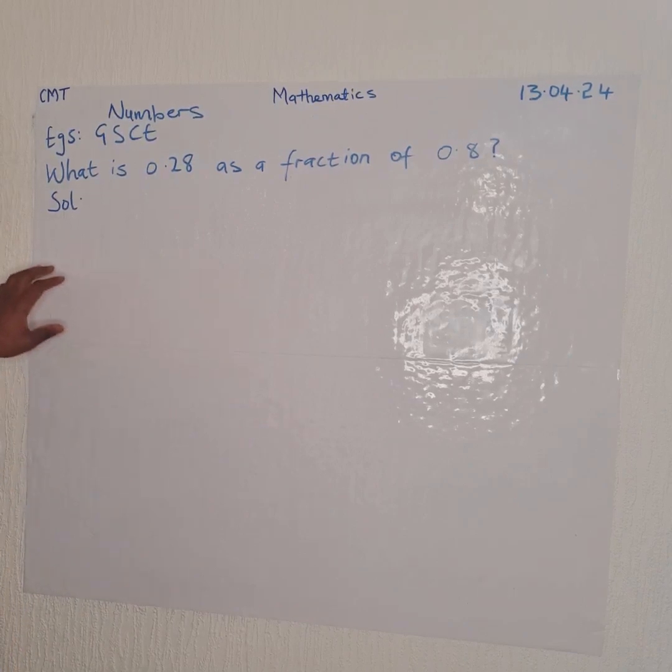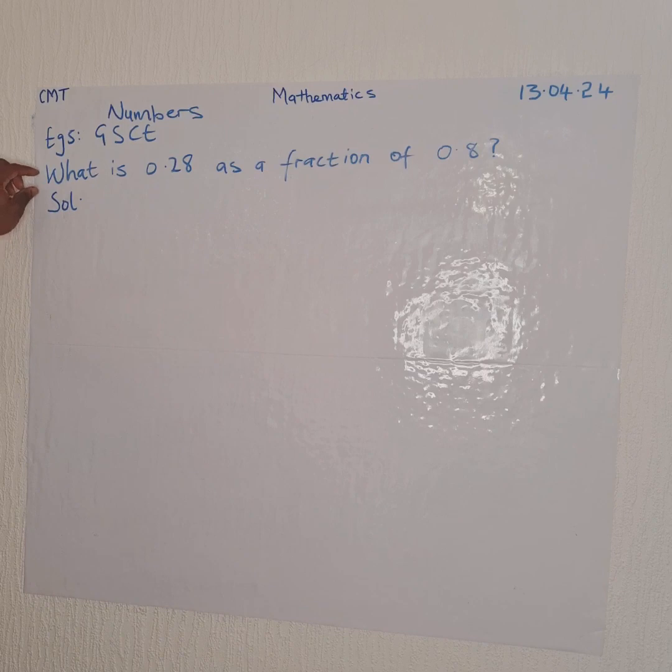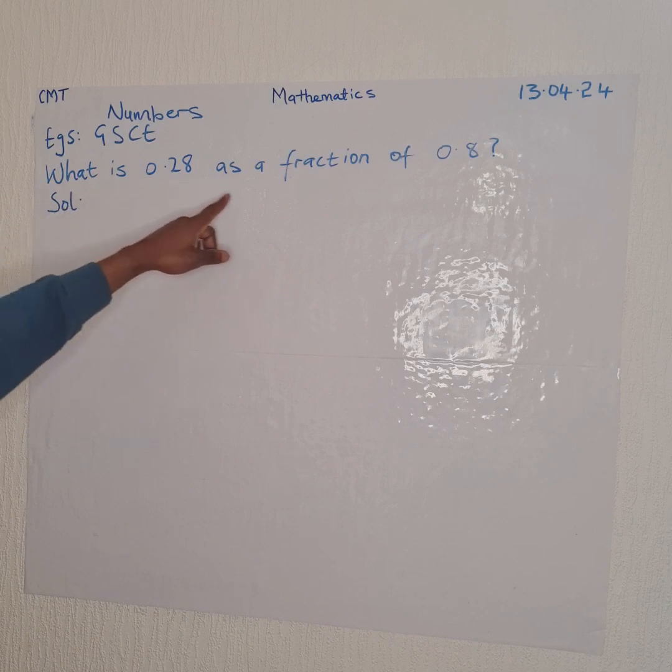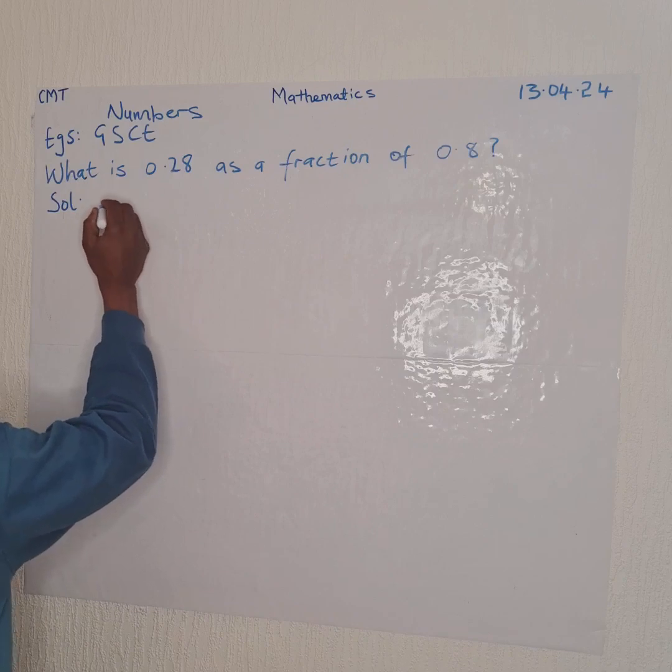With us. Let's take a second example. Again, this question is drawn from previous questions of GCSE. What is 0.28 as a fraction of 0.8? It's a very simple example.